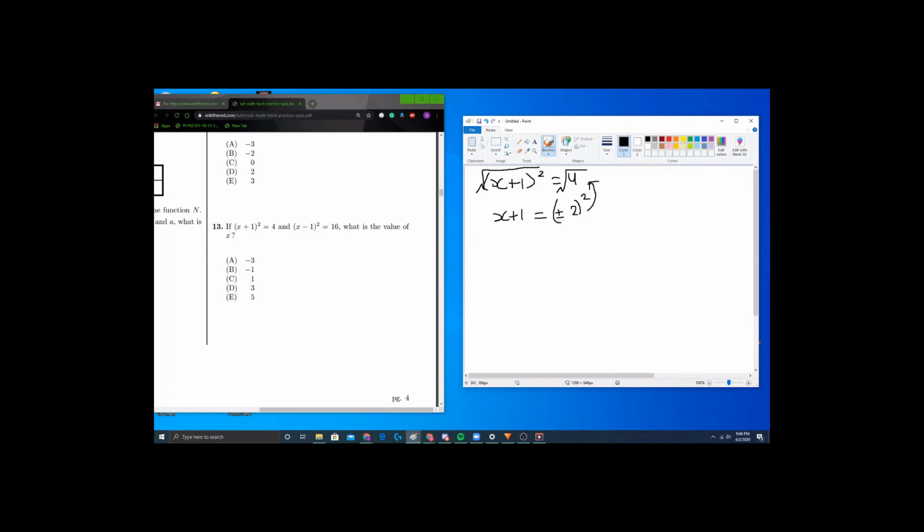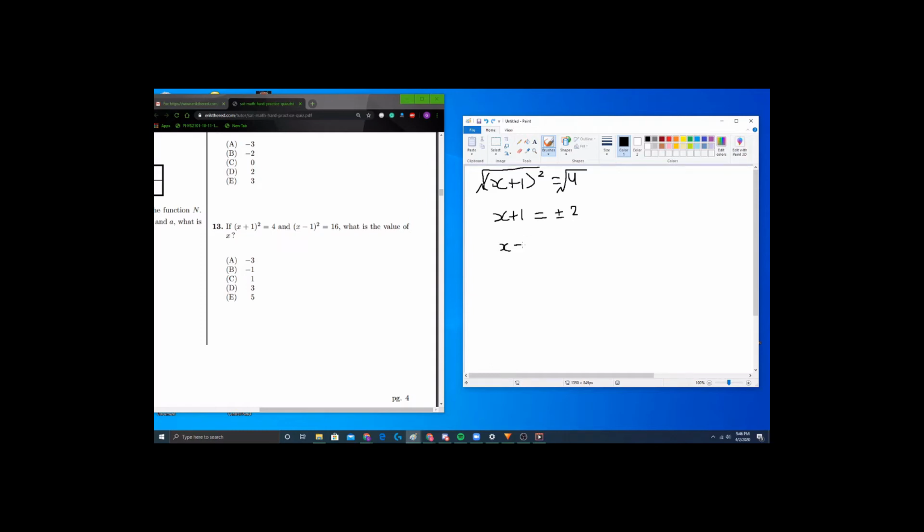When you square a positive value, let's say we square positive 2, we still get positive 4. When you square negative 2, you will still get positive 4, right? So whether you square a positive or a negative number, you always end up with a positive. So we have to make sure that this is plus or minus 2 and not just positive 2. So x plus 1 equals plus or minus 2.